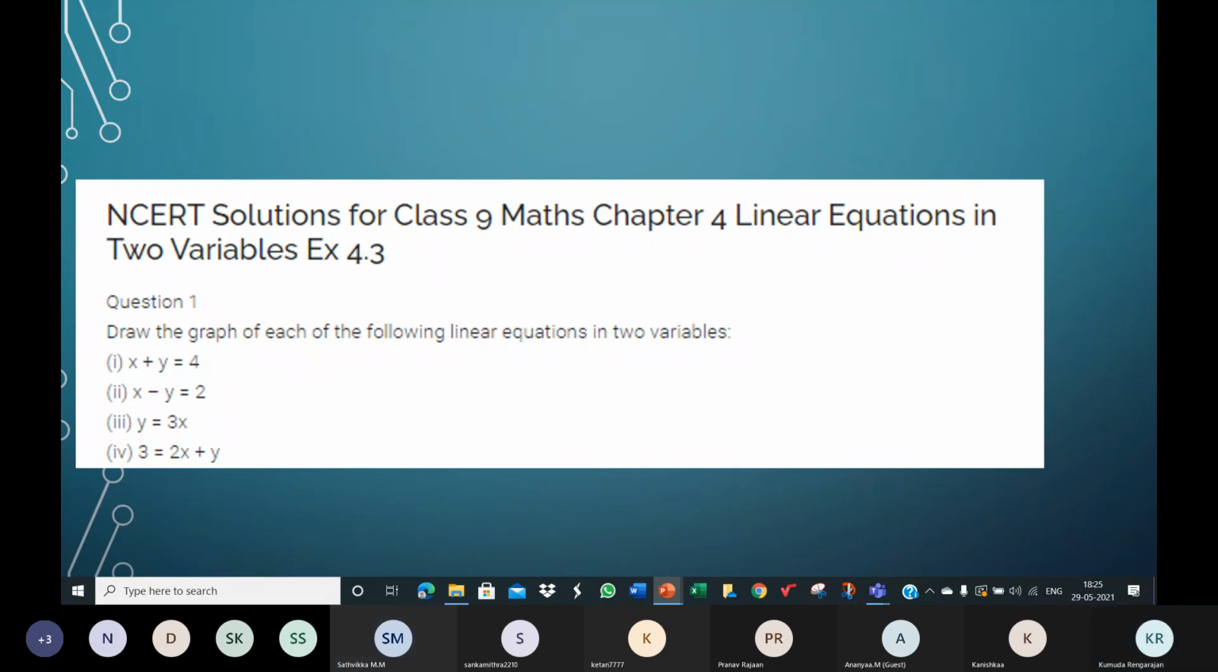So the graph of the first equation intersects the x and y axis. It doesn't pass through the origin, while the graph of the second equation passes through the origin.